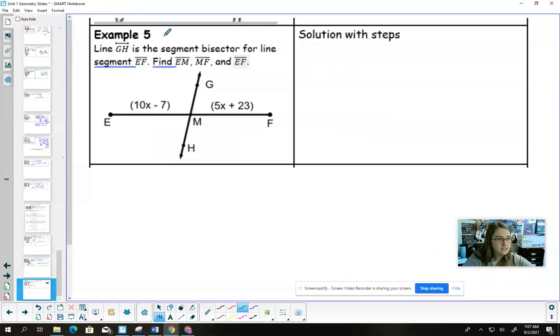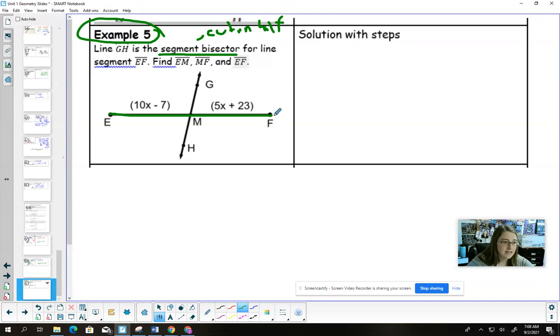Now, the last question we're going to do, if you can skip to example 5, is some algebra, but it's really simple and we've done things like this before. I want to try it once and then we'll keep practicing in class. So always read what they tell you. It says line GH is the segment bisector. Once again, that means cut in half, for line segment EF. So EF is the one getting cut in half. GH is doing the slicing. EF is the one cut in half.